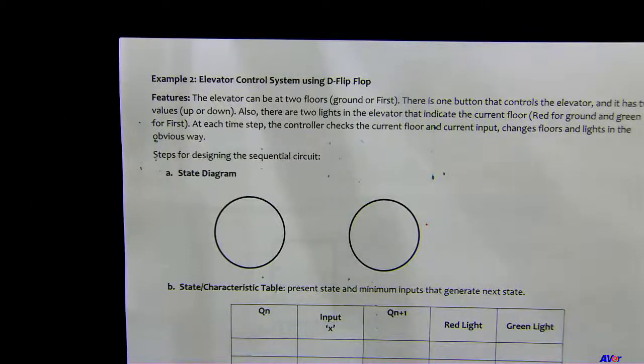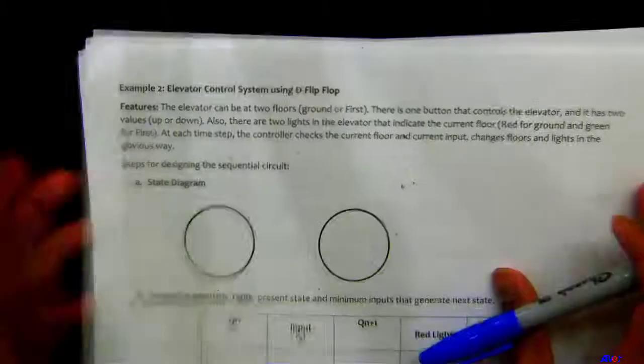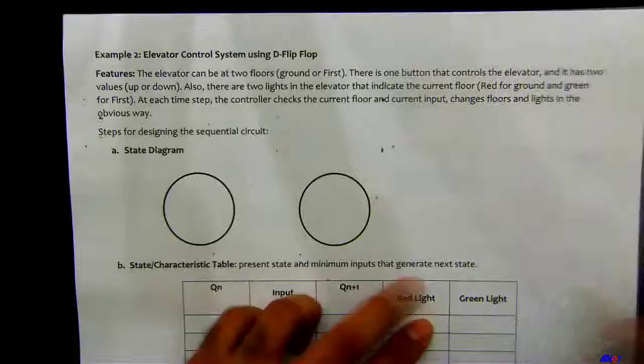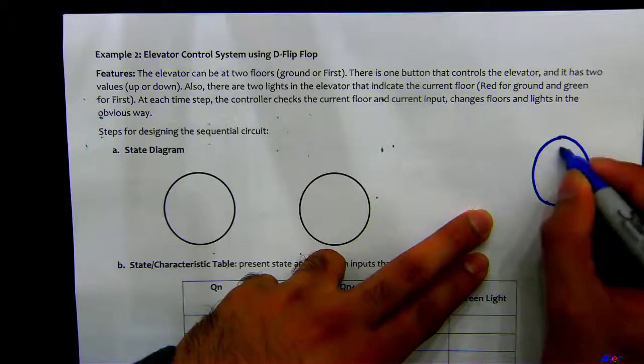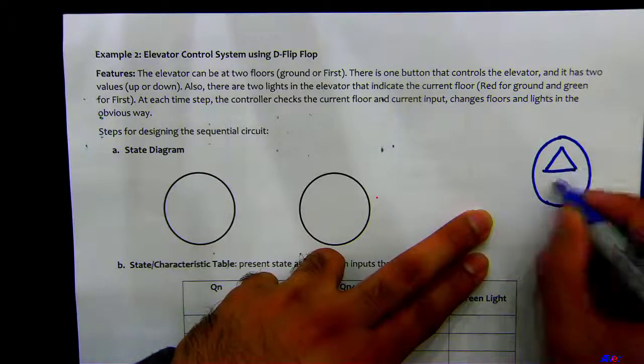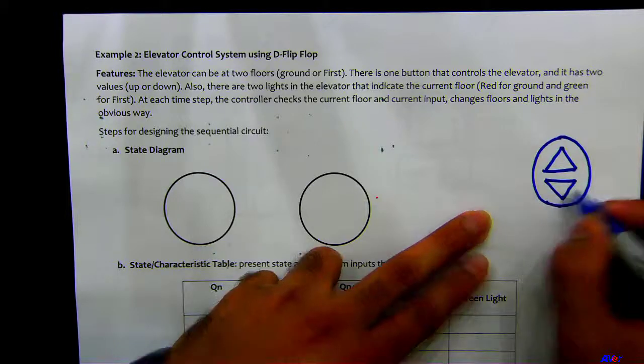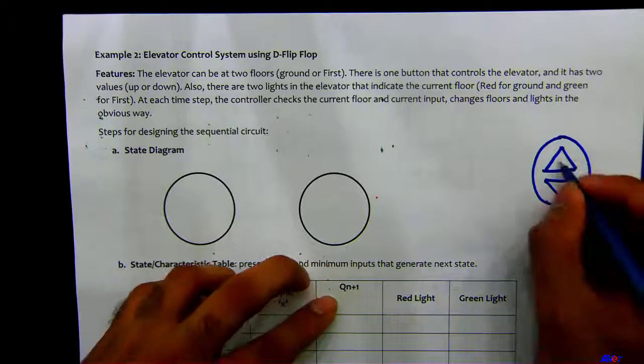Our next example is an elevator. The elevator can be at 2 floors, ground or first. There's one button that controls the elevator, and it has 2 values, up or down. I'm thinking it's maybe something like this. Of course, this is your up and this is your down.